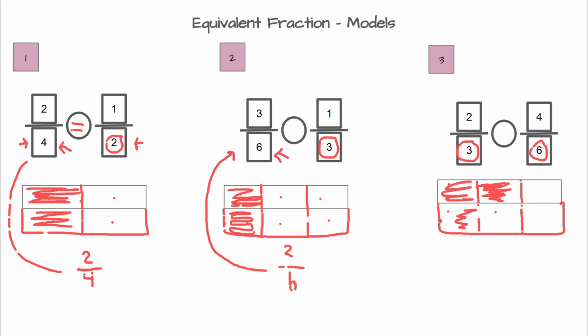I'm coloring in 1 and 2. Now notice how I have a total of 6, which was my target denominator, and my total for shaded parts is 4. So this does match, so it is equivalent.